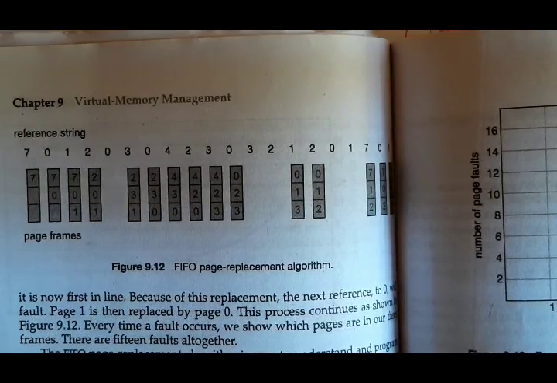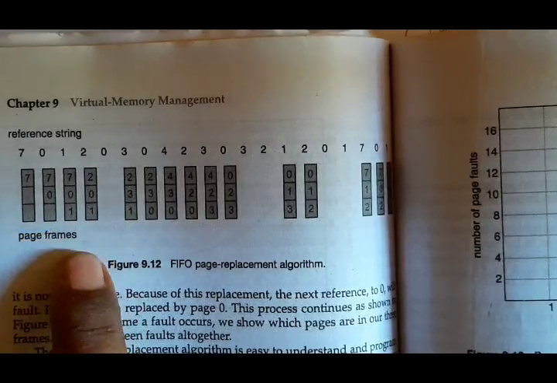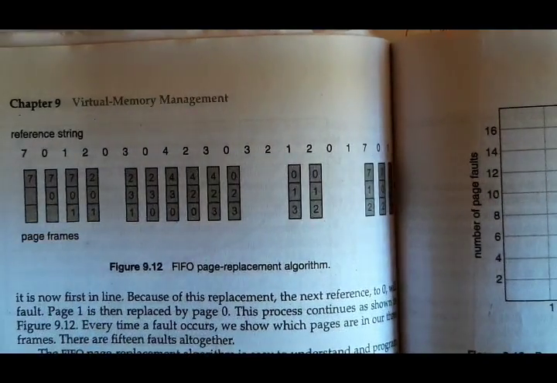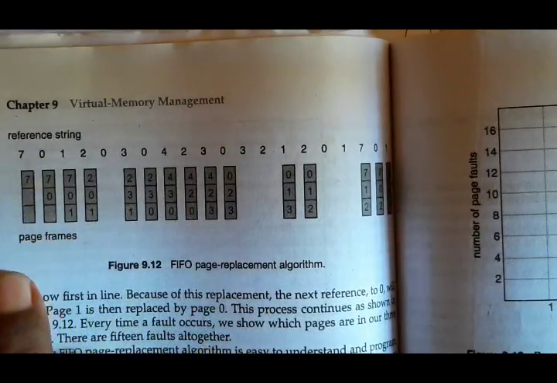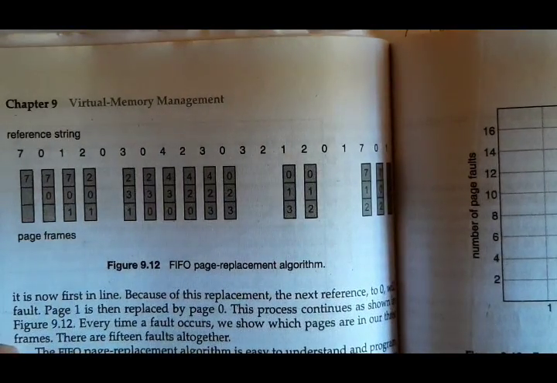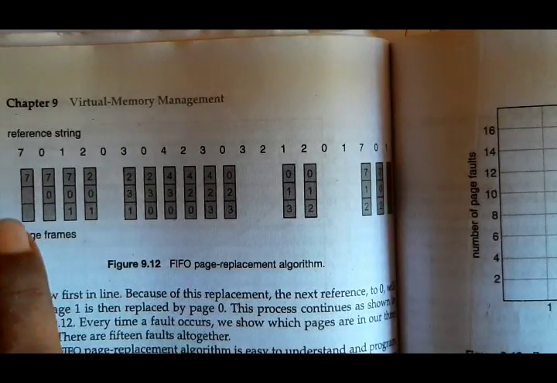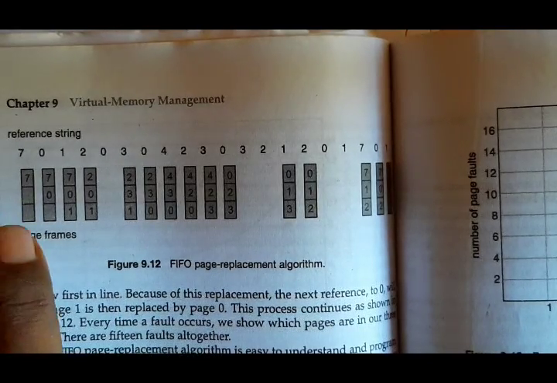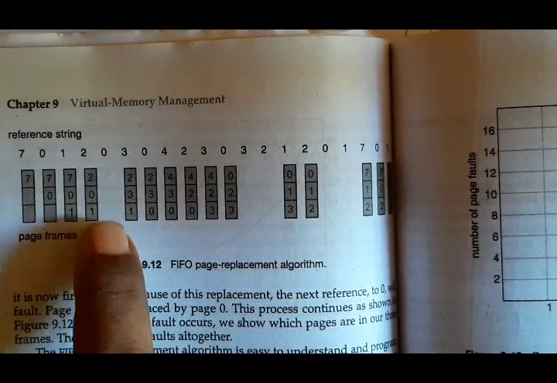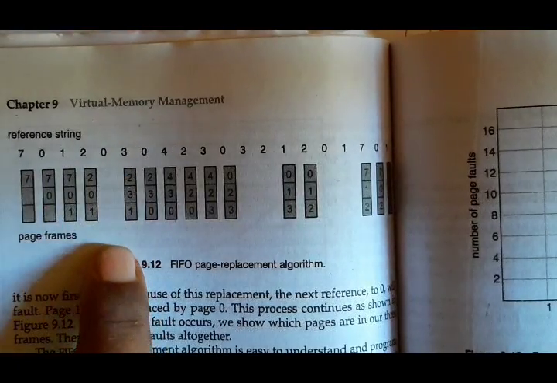Clear, no? So here how many page faults are there? Page fault means, if the CPU demands a page and that page is not present in the RAM, that is called a page fault. So how many page faults are there? 1, 2, 3, 4. This is a page hit. 0 is present in RAM, so no replacement.